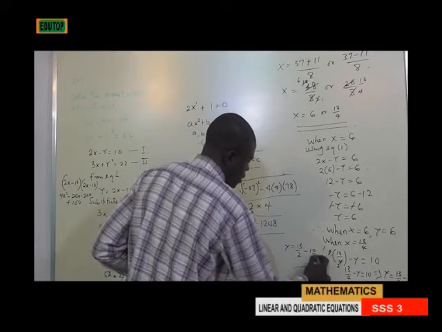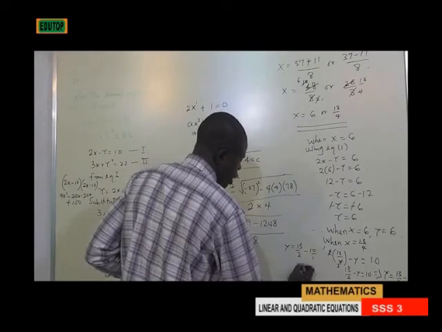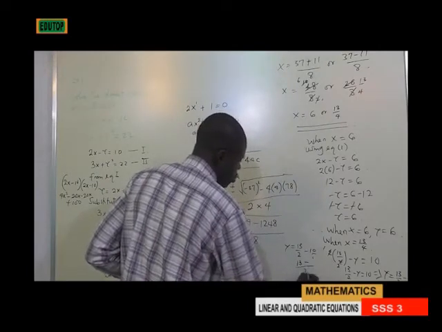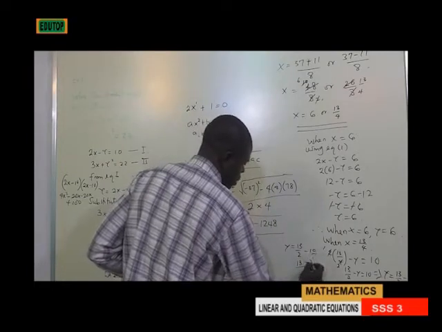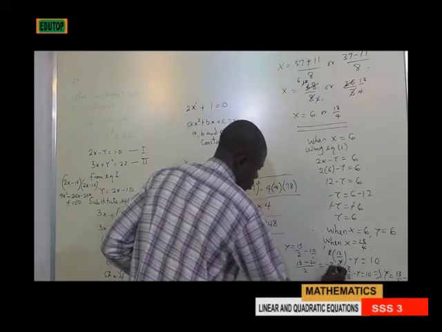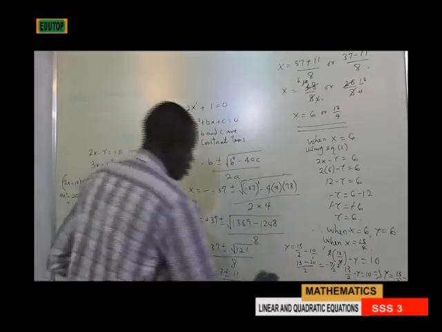So you find the LCM. LCM is 2. 2 into 13 is 13, 1 times 6 is 6, 2 times 6 is 12. So 13 minus 12. So this one will now give me minus 7 over 2. That's minus 7 over 2.